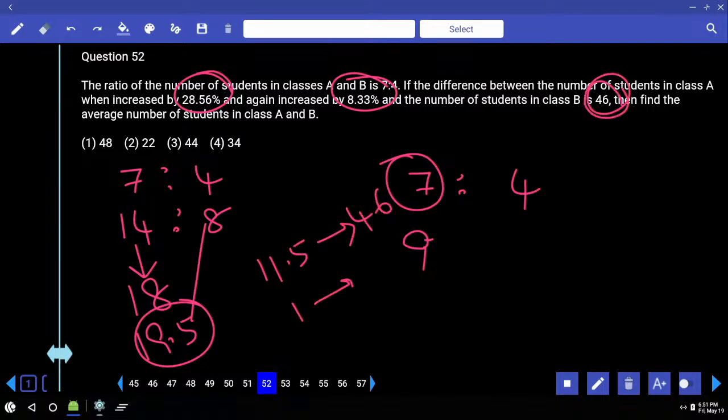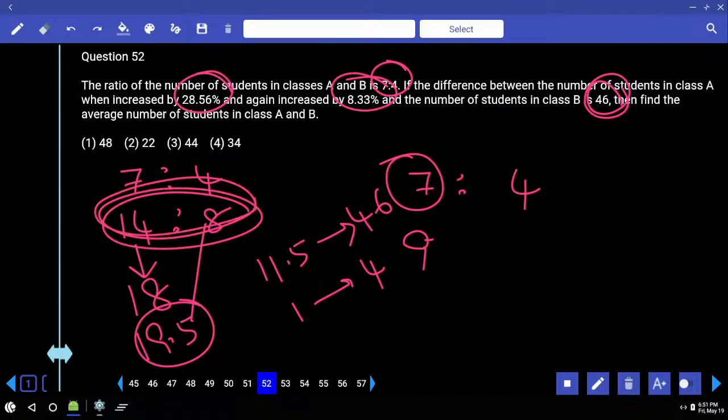Therefore each part is 4. 11.5 parts is 46, so each part is 4. Then he is asking for the average of students in class A and B. Total 11 parts, isn't it? 1 part is 4, not total 11 parts. We should consider this ratio now. So total 22 parts, 22 fours are 88 students. The average is 44, option 3.